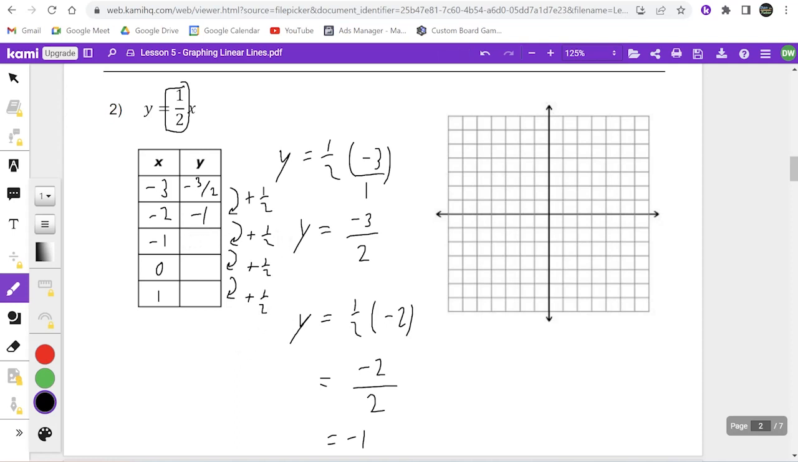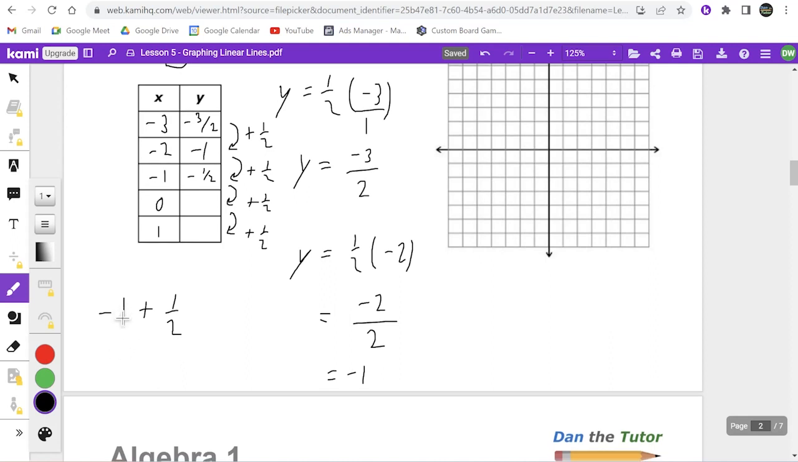The answer is -1/2, and you're curious as to why that is. It's because -1 + 1/2, remember we need a common denominator, so multiply by 2 over 2 there. So that gives you -2 over 2 plus 1 over 2. And then remember, for addition of fractions, you just add the numerators together, so -1 over 2. That's how it's -1/2. And then the next point, -1/2 plus 1/2, that's just going to be 0. And then 0 plus 1/2, that is 1/2.